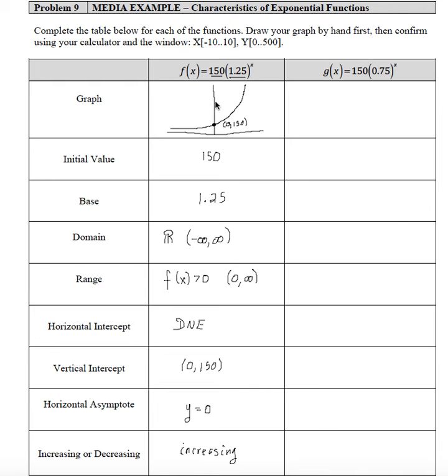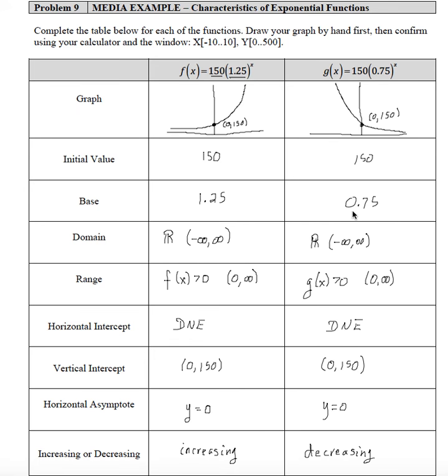Go ahead and check this graph on your calculator using the window here. This is x min, x max, y min, and y max. Those are your window values. I also recommend that you pause the video and complete the second part of the table here and check your answers when you restart the video.